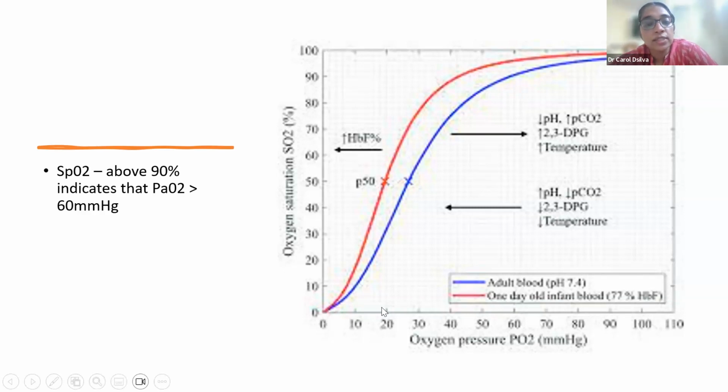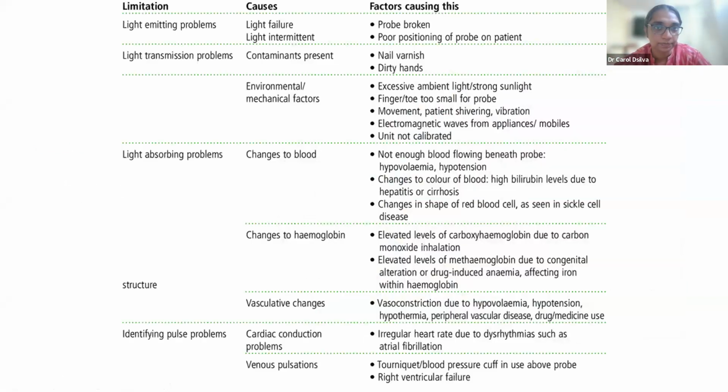So the advantage of this is that if your pulse ox shows you that the saturation is above 90, even without doing an ABG, you can comfortably say that my patient's PaO2 is above 60. Because if you see here, a saturation of 90 corresponds to a PaO2 of 60. So even without an ABG, you'll be able to pick this up. So with a saturation above 90, you should be fine saying that my patient is not that severely hypoxemic.